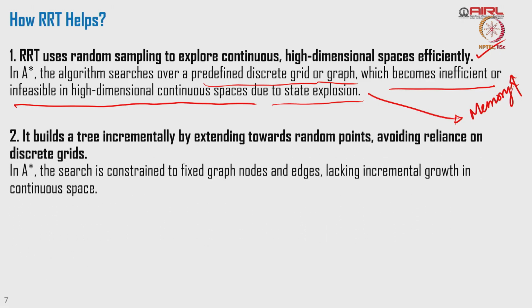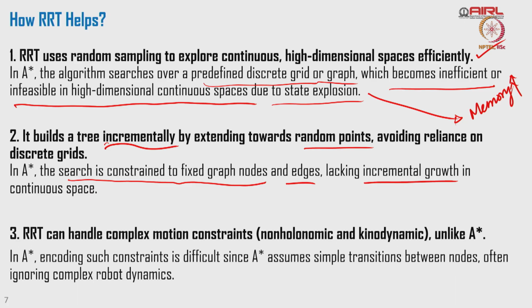The second point is that RRT builds a tree incrementally, which is also very important. It builds incrementally by extending towards random points, avoiding reliance on discrete grids, whereas A-star does the opposite. Its search is constrained to fixed graph nodes and edges, and incremental growth is not there. Then RRT can handle complex motion constraints; non-holonomic and kinodynamic constraints can be added, unlike A-star.